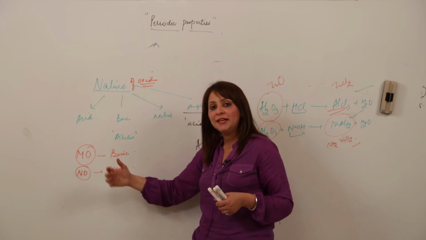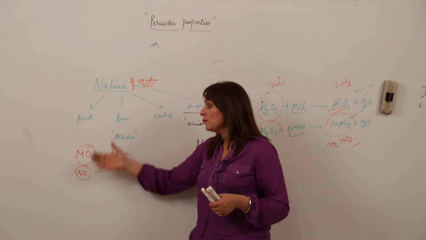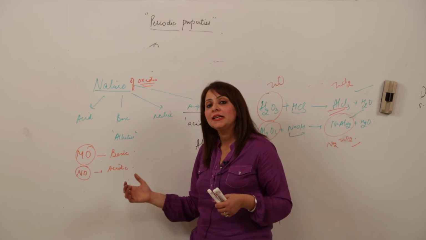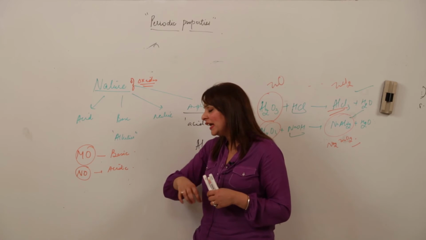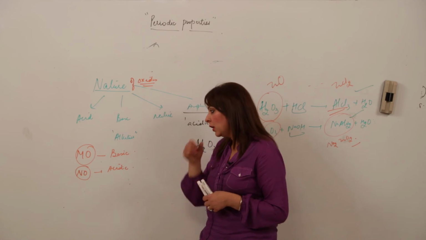That means when a metal oxide dissolves in water, it forms a strong base. So as we are moving down, the basic character is increasing. The bond gets weakened and easily the OH ion gets released.